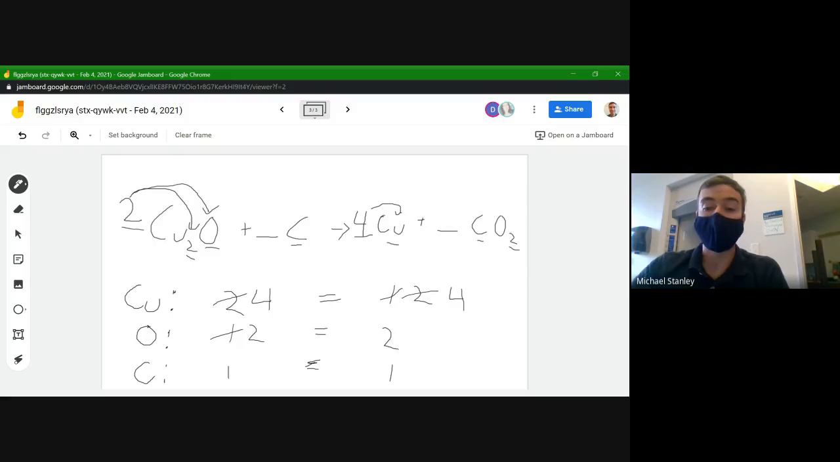So now we have a fully balanced chemical equation. 4 Cus, 4 coppers, 2 oxygens, and 1 carbon on each side of the chemical equation. So our final answer here is 2 Cu2O plus C produces 4 Cu plus CO2. So that is the final balanced form of our chemical equation.